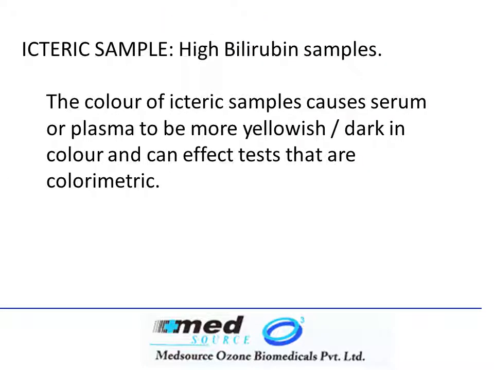The third and even more common form of interference that we see is for icteric samples. Icteric samples are samples which have a high amount of bilirubin. Bilirubin is a yellow colored compound. If a sample has a high amount of bilirubin, the whole serum or plasma itself takes a dark color, which is in a yellowish tone. And once again, like hemolysis, this will affect the results, causing an artificial elevation in tests which have a colorimetric method of being run.